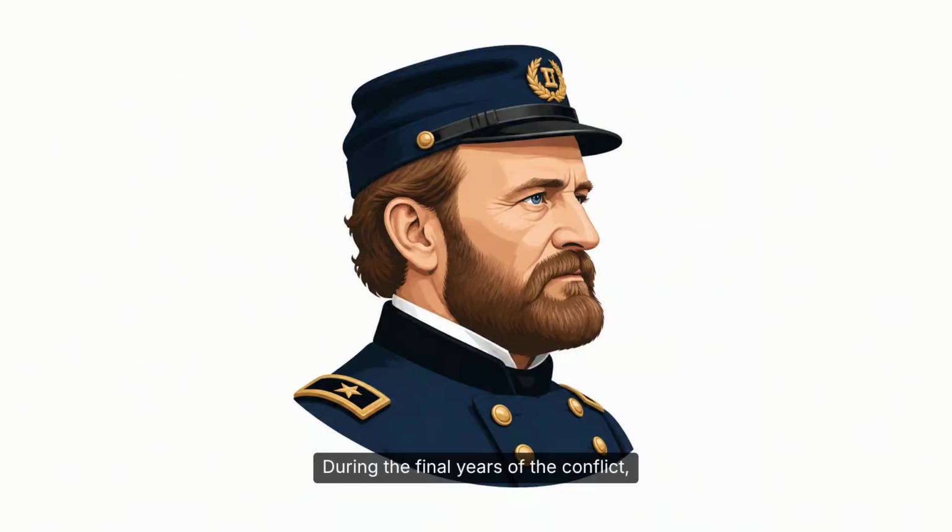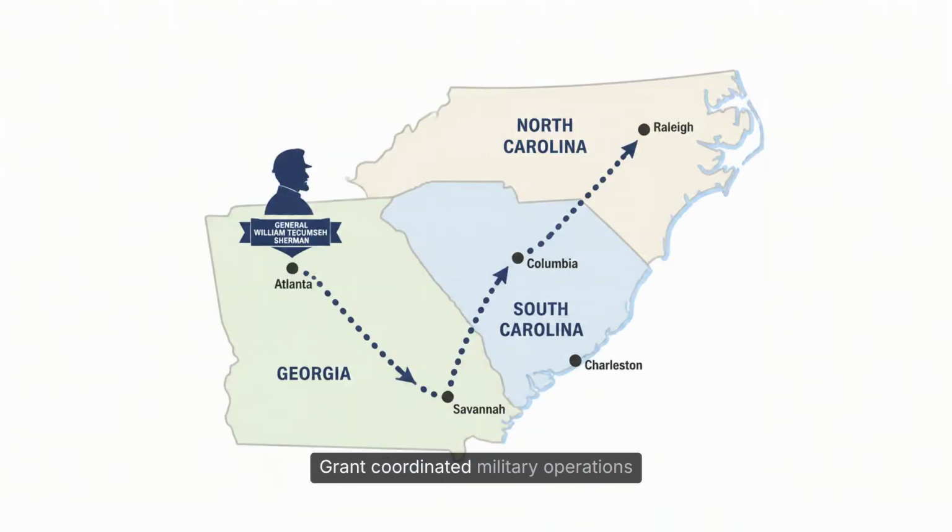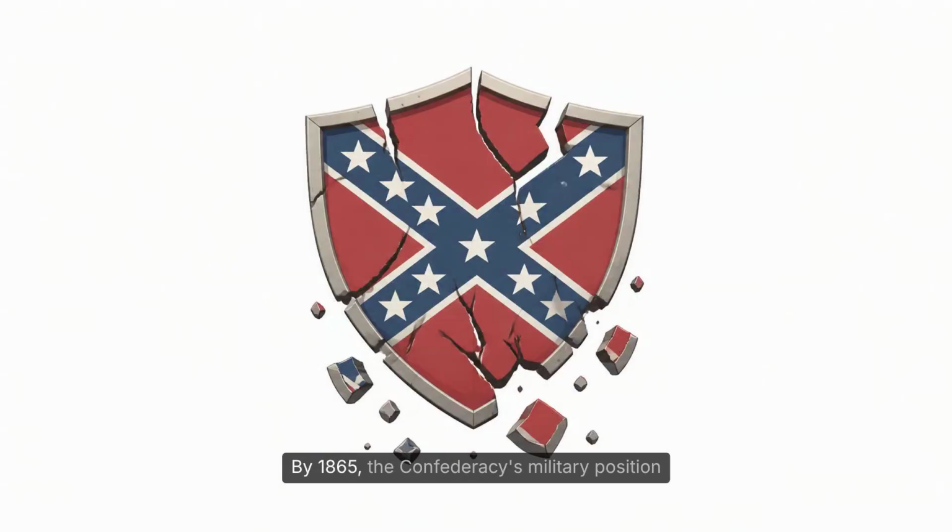During the final years of the conflict, General Ulysses S. Grant became the commanding general of the Union armies. Grant coordinated military operations across several fronts, while General William Tecumseh Sherman led a major campaign through Georgia and the Carolinas. By 1865, the Confederacy's military position had become increasingly difficult to maintain.